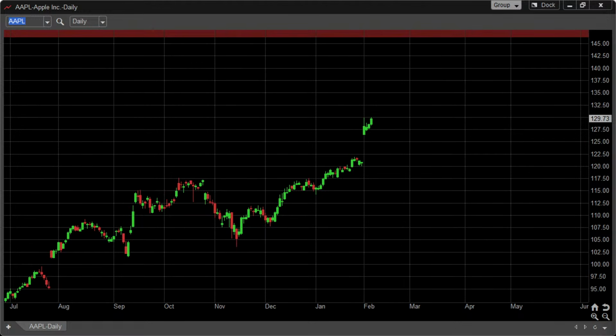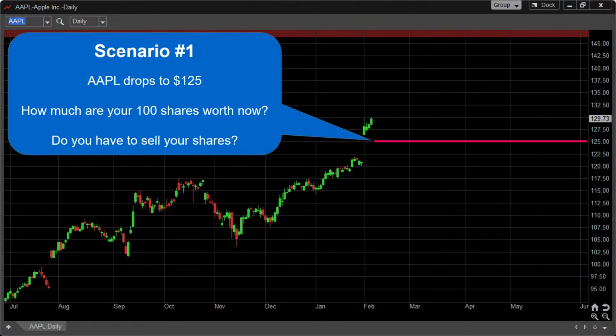Here's a couple of scenarios that could happen after you buy a stock. Scenario number one is that Apple could drop. Remember, you bought it at 130. Let's say it drops a few bucks down to 125. How much are your 100 shares worth now? They're worth 12,500. But the key question I want to ask you is, do you have to sell?